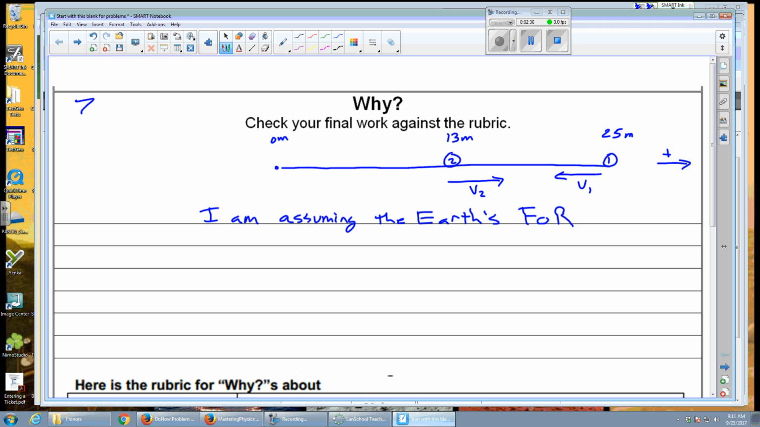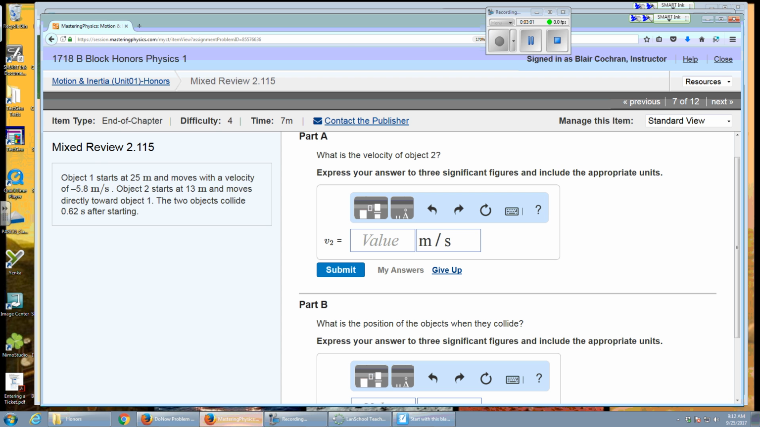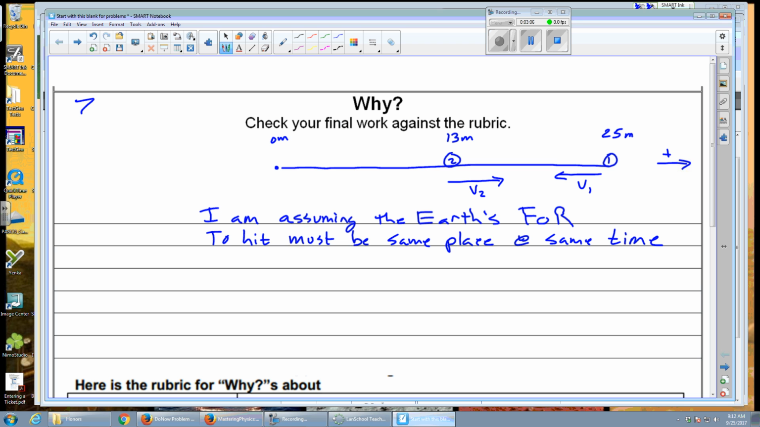They can be moving however they want, but I'm going to show that I understand that in my why. To hit, must be same place at same time. Now, did it tell me 13 was moving towards 25? It does. Because could 13 be moving the other way and them still hit? Yeah. But them coming together, I know.